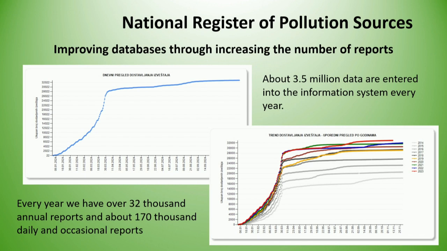When we talk about improving databases, you can see this is the number of reports, and on the right picture you can see the number of reports from 2014, this light gray line, and 2023 is red, so we have around 2,000 reports more than last year. Every year we have over 32,000, I know today it is 33,000 annual reports, and around 170,000 daily and occasional reports, and that's around 3.5 million data entries every year entered into the information system.